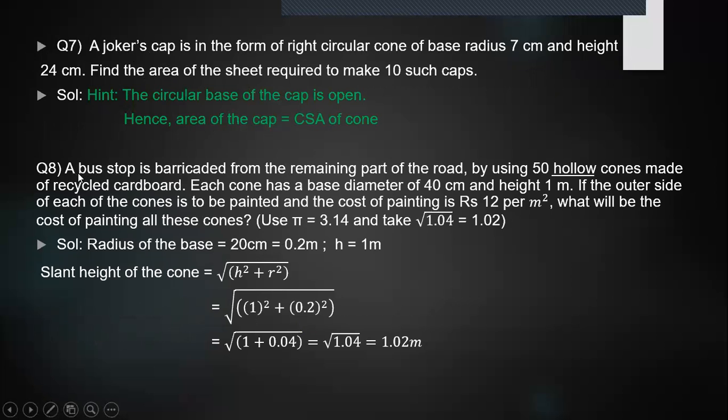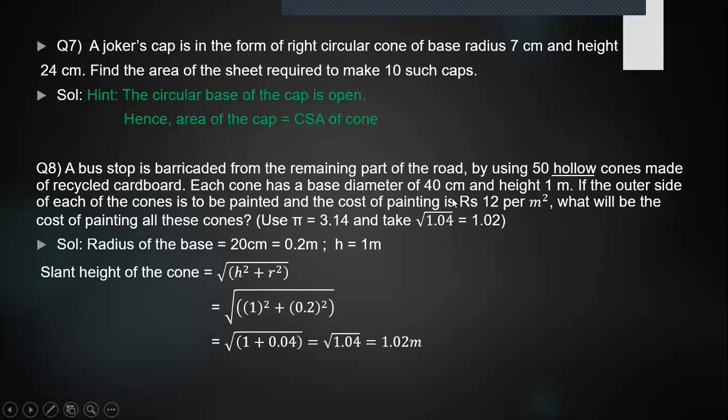Question number 8. A bus stop is barricaded from the remaining part of the road by using 50 hollow cones made of recycled cardboard. Each cone has a base diameter of 40 centimeters and height 1 meter. If the outer side of each of the cones is to be painted and the cost of painting is rupees 12 per meter square, what will be the cost of painting all these cones? Use pi as 3.14 and take root of 1.04 as 1.02.